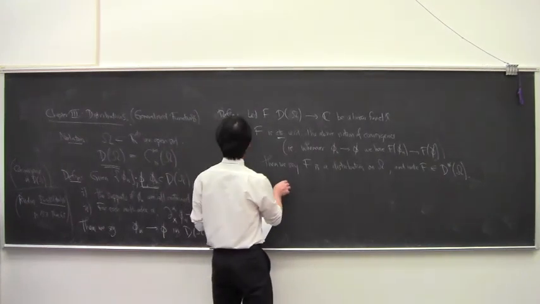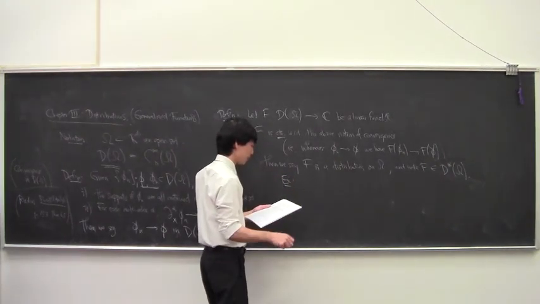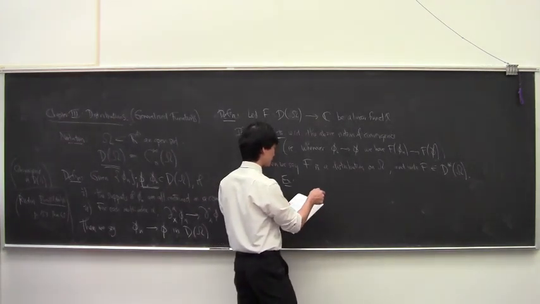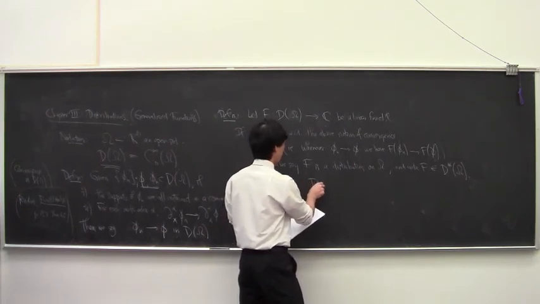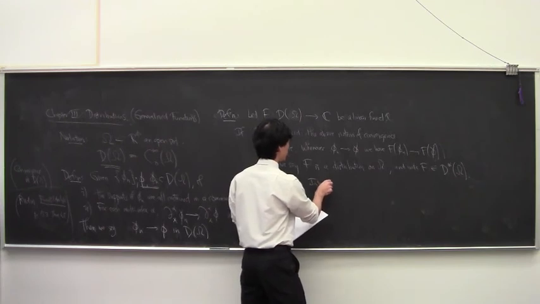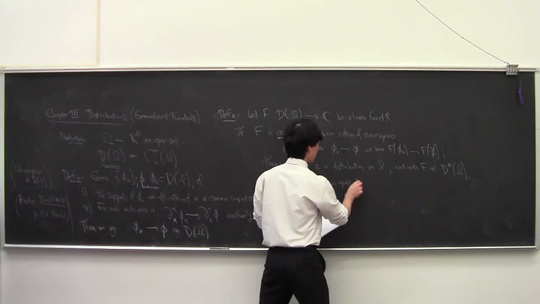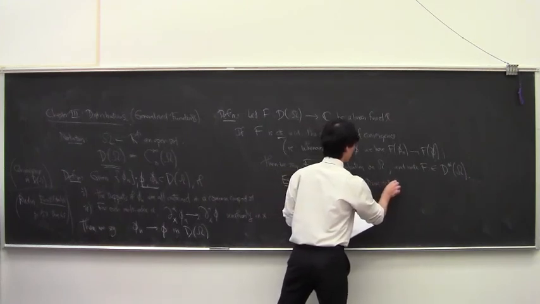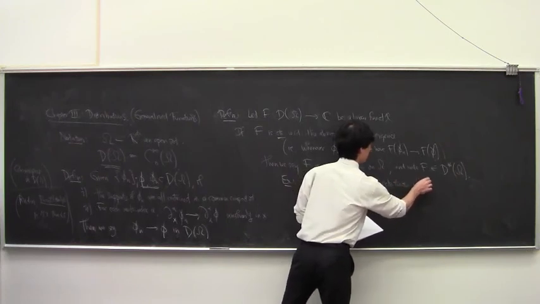So just for a simple example, integration against the Dirac delta function is a distribution.